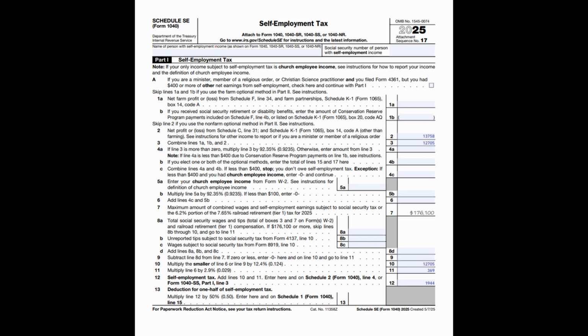Line 4A, 4B, 4C skip. It doesn't apply to him. These apply only if your income is under $400 or if you're a minister with special tax rules, but not in the case of David. Line 5A, 5B, line 6 also don't apply to David. They all relate to church employee wages. David doesn't have any of that, so leave it blank.